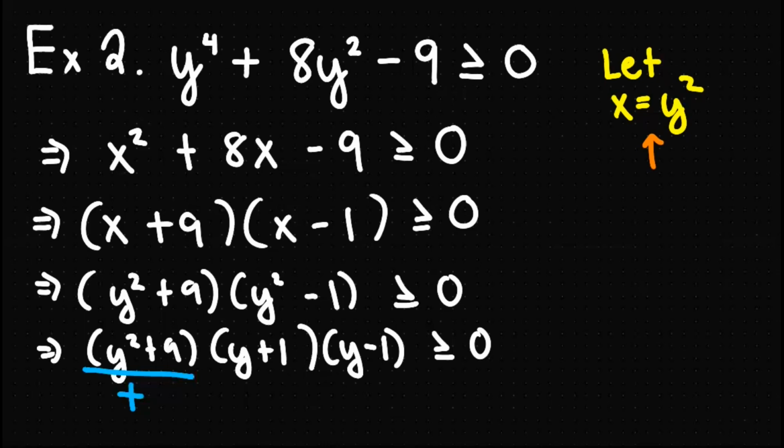Next, we focus on this 2. So getting the critical points of y plus 1 and y minus 1, we simply equate these to 0 to obtain y equals negative 1 here and y equals 1 out here.